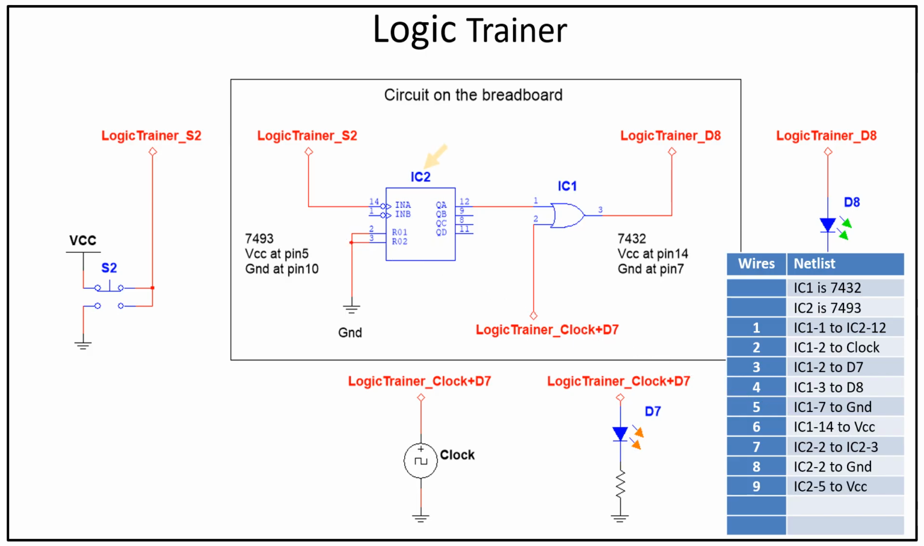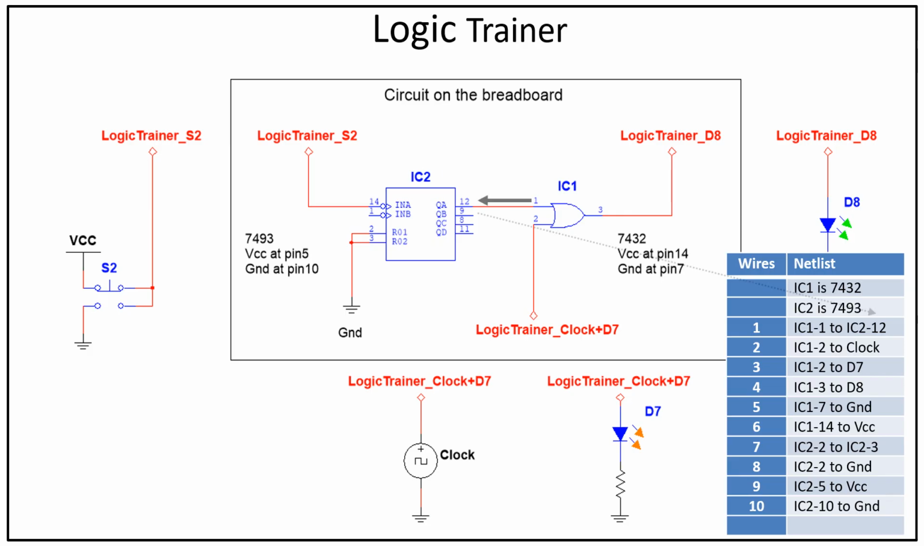There is no connection on IC2 pin 4. From the circuit, IC2 pin 5 connected to the VCC. There is no connection on IC2 pin 6 to IC2 pin 9. IC2 pin 10 connected to the ground. There is no connection on IC2 pin 11.